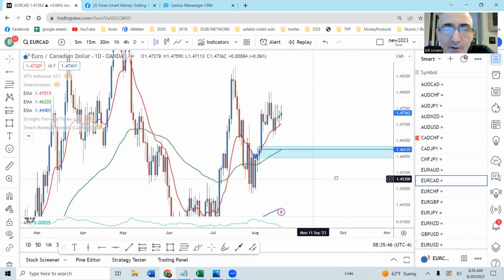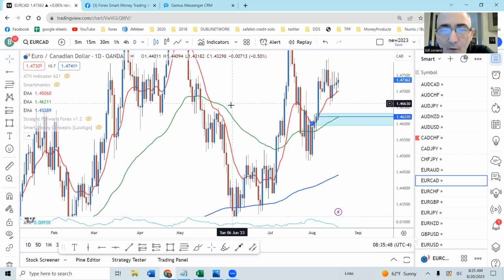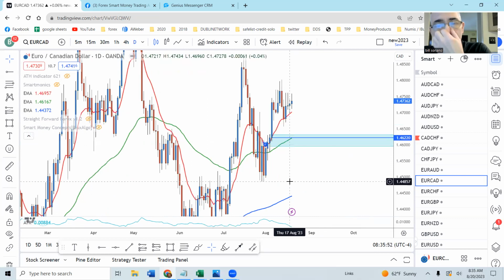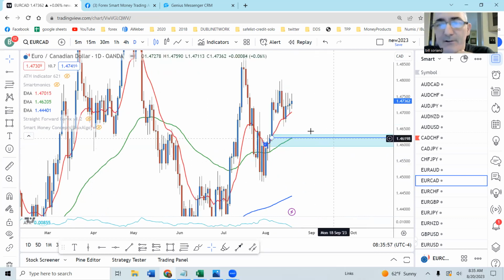Okay. So if it didn't come all the way up and break structure to the upside here, then we could possibly say that the bias for this is bearish. But right now, it still looks bullish to me. So that's what we're going to go with.